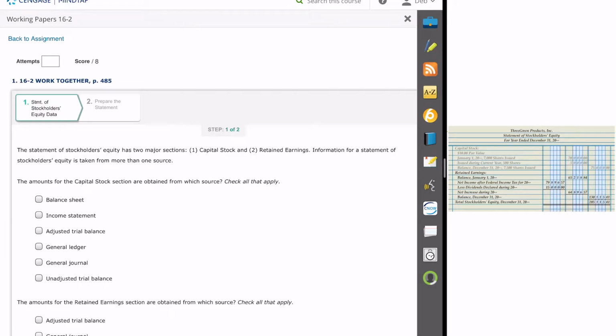Work Together 16.2 has two different parts. First, we're going to analyze the statement of stockholders' equity, and then we'll prepare the statement. This first part may be a little bit challenging, since we haven't actually prepared the statement, but we'll go through it and see what we come up with. It says the statement of stockholders' equity has two major sections, capital stock and retained earnings.